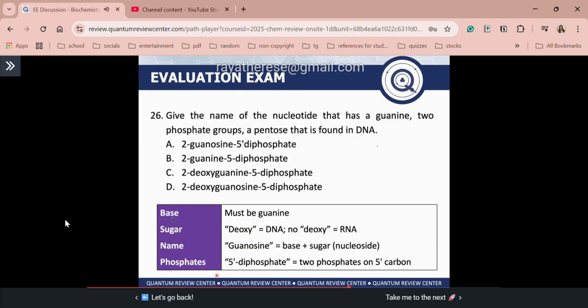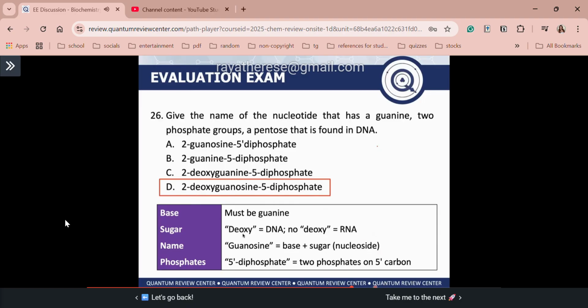Oh, sir, why did we not include phosphate in the nomenclature? So class, again, we separately name kasi si nucleoside and si phosphate group. And yes, it can be done. So that's why dapat guanosine po ang gagamitan natin. So here, class, between C and D, our correct answer is letter B. Okay? So it should be 2-deoxyguanosine 5-diphosphate. Okay, so that's for our item 26, letter D.